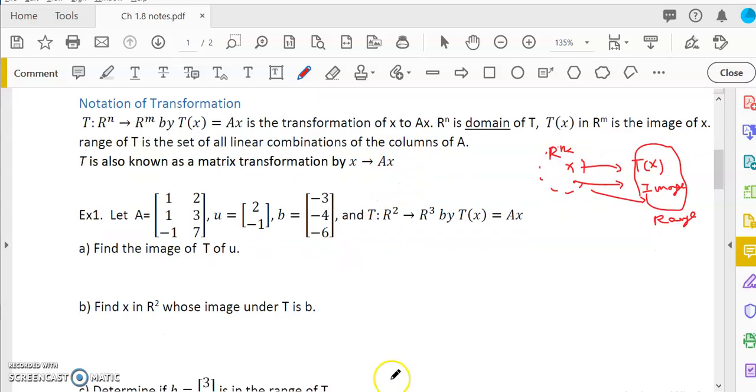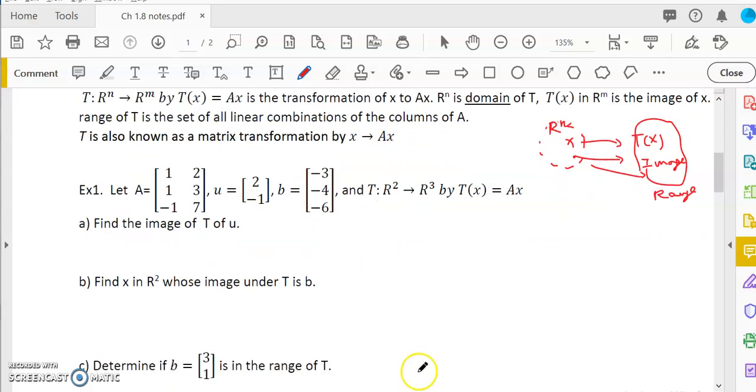So let's do some practice. Example 1, I define A equal to this, and then I define a transformation from R2 to R3 by T of X equals AX. So using this as the beginning, I have U equal to 2, negative 1, and B equal to the 3 vector. Find the image under T of U. That means what is it after the transformation, where U is the input. So I write T of U equals A times U, right? T of X equals A times X. So it would be A, 1, 1, negative 1, 2, 3, 7 times U.